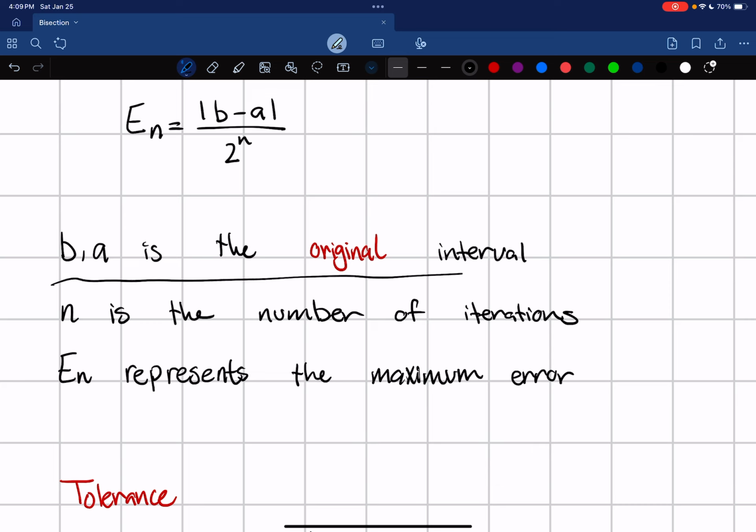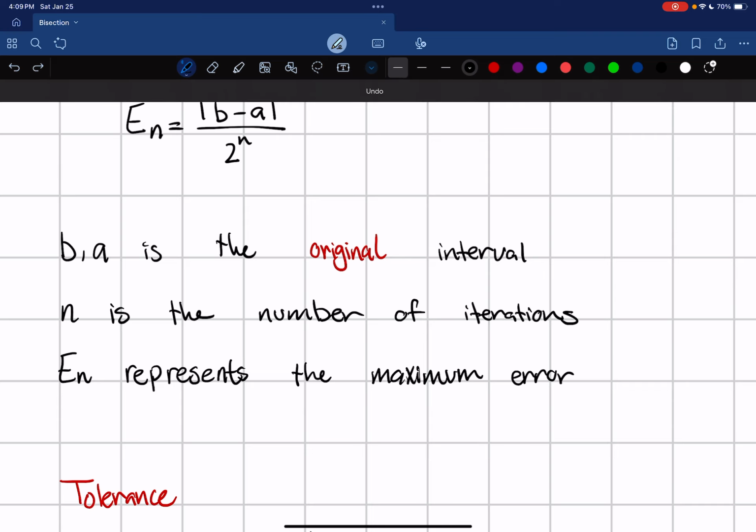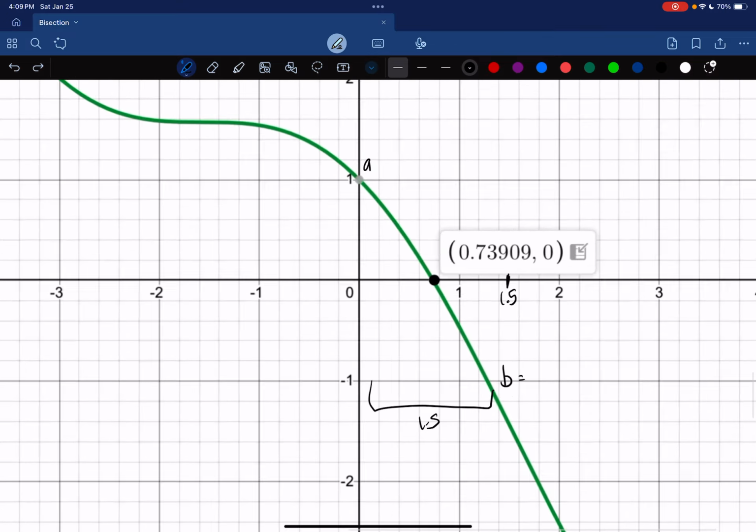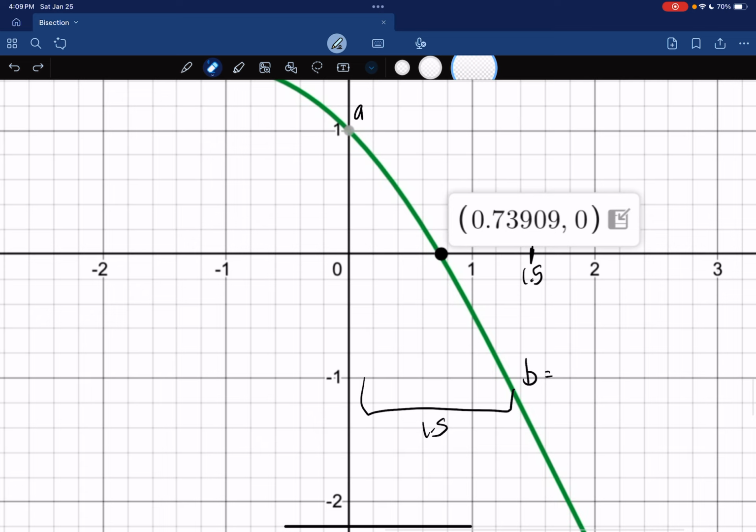here, this is the original interval. All right, not the current interval you're at. Because remember how your interval changes as you get closer to the root. This is the original interval. N is the number of iterations. Okay. And e to the n is obviously the maximum error. So it's not just any error, it's the maximum error. Now let's go over an example on why this is the maximum error.